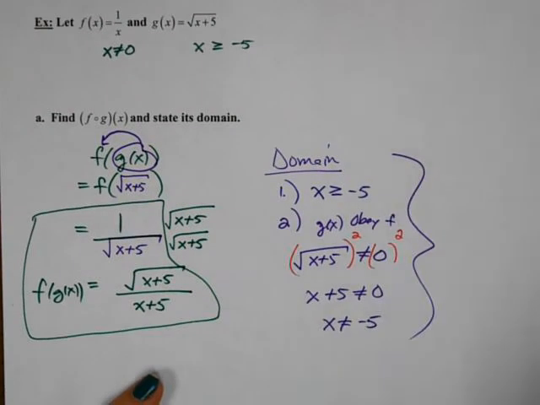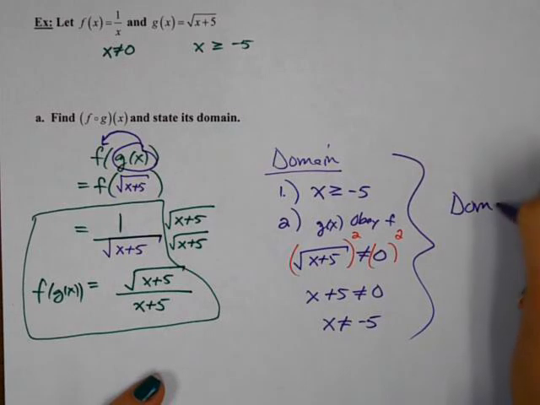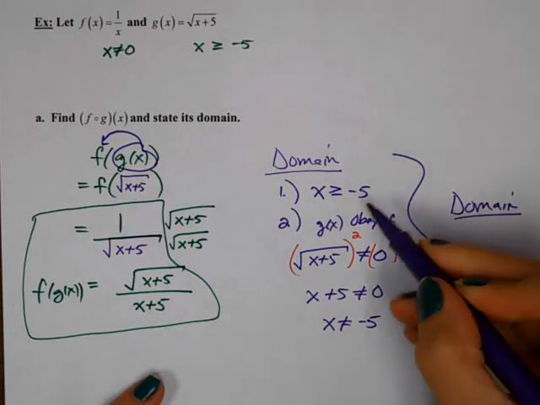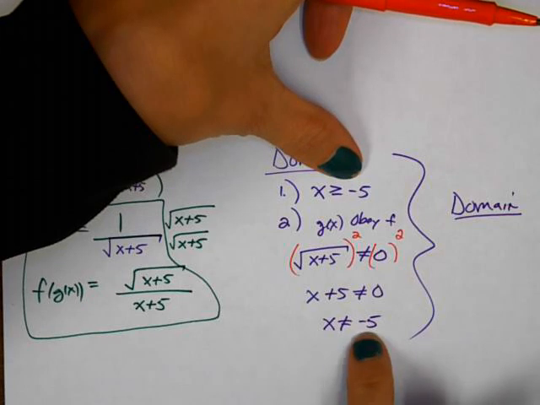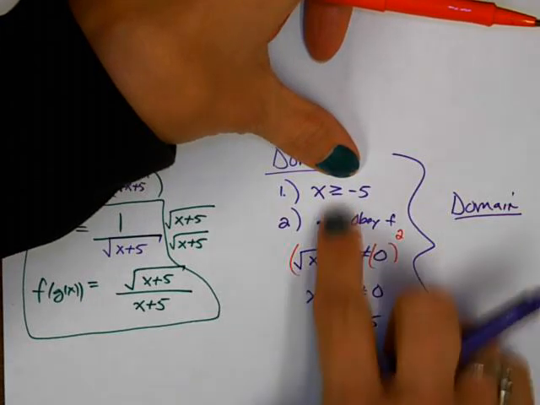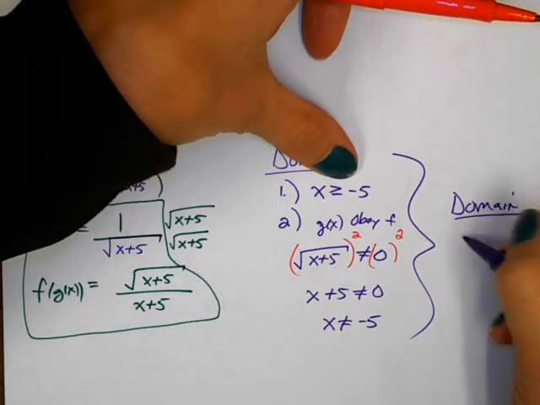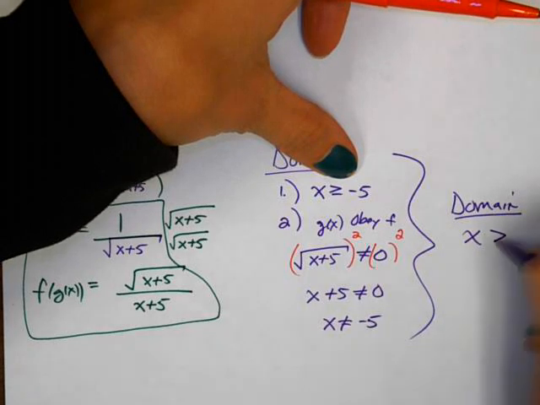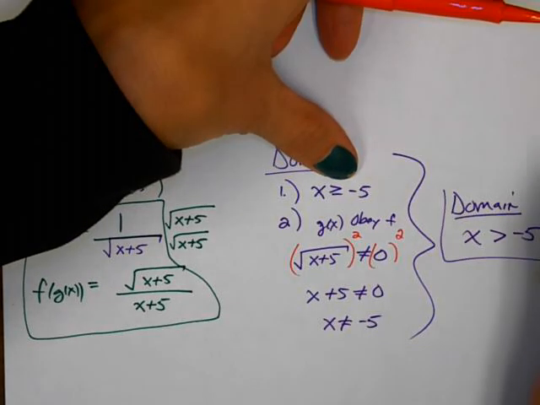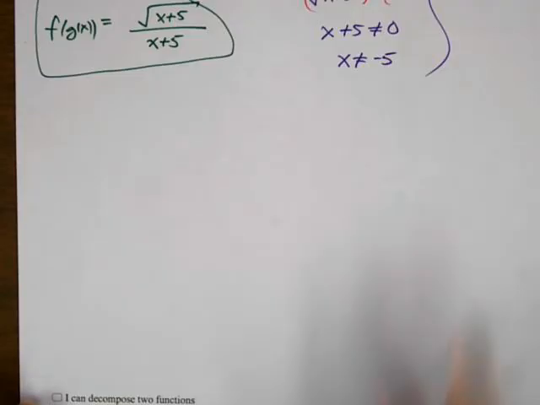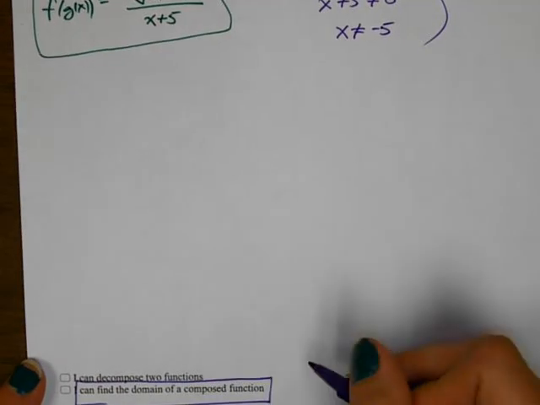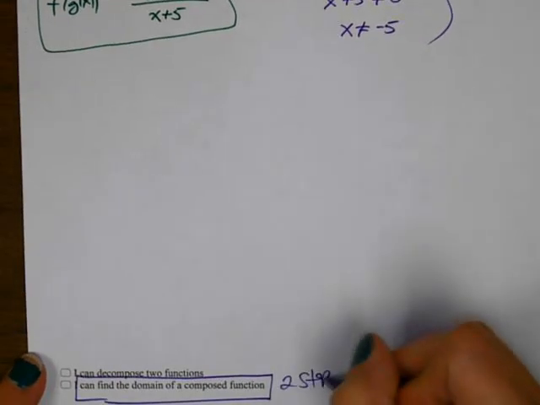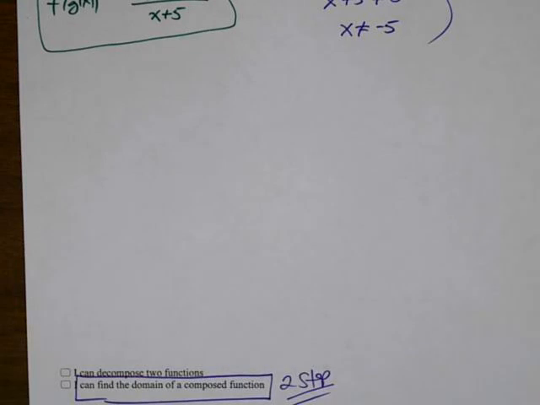So how are we going to combine this for my overall domain? He says be more than or equal to negative 5, but this part says don't equal negative 5. So I guess I can't equal negative 5. I'm going to say greater than negative 5. Okay? So the question here is, can you find the domain of a composed function using the two-step process? I sure hope so, and we'll practice tomorrow. Thanks, guys.